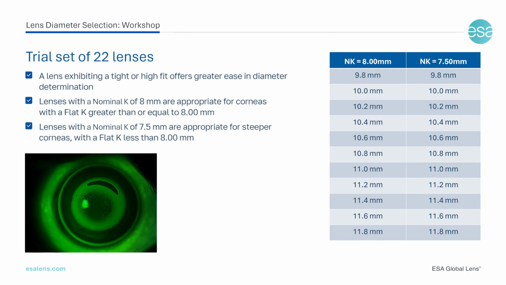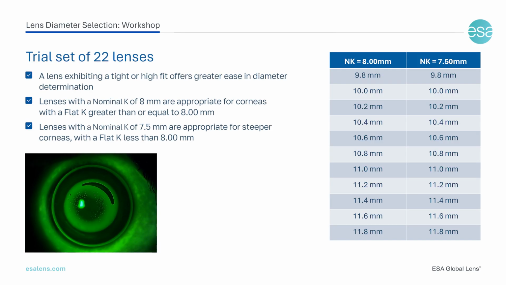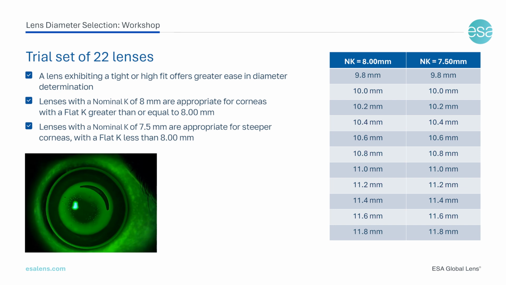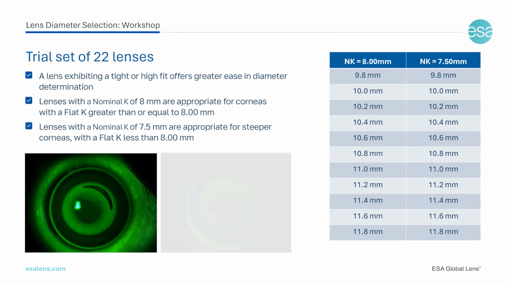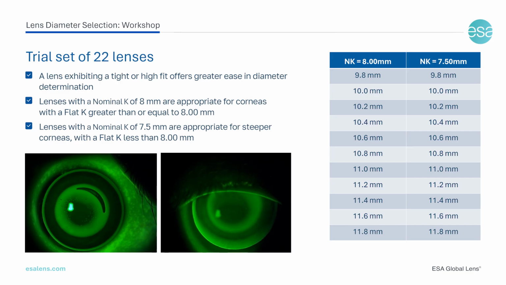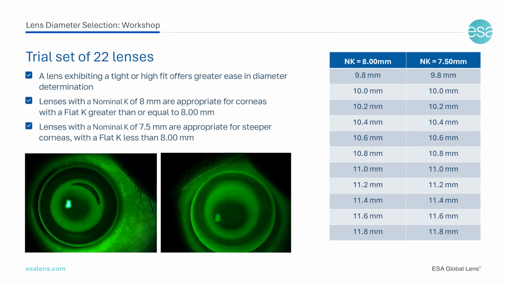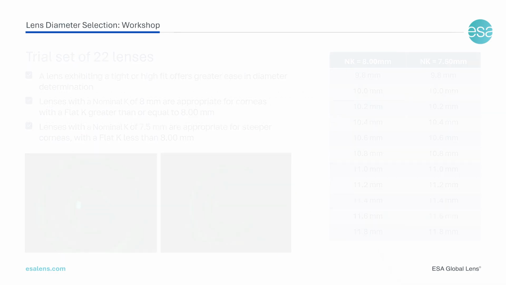As a reminder, lenses with excessive sagittal depth, resulting in a tight or high fit, are easier to assess. They move less, center well, and display clearly visible edges. We will focus primarily on shallow fits, as these present a greater challenge for diameter evaluation.